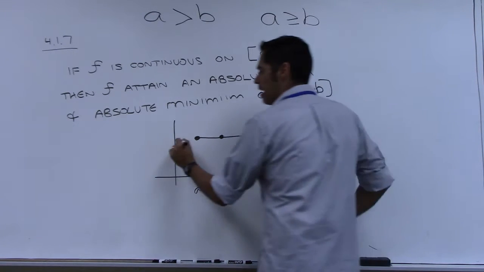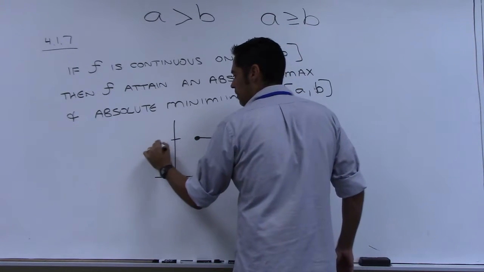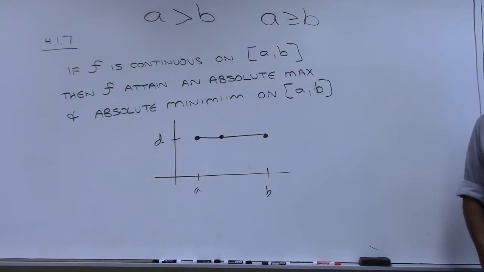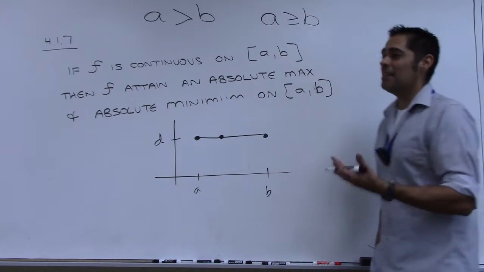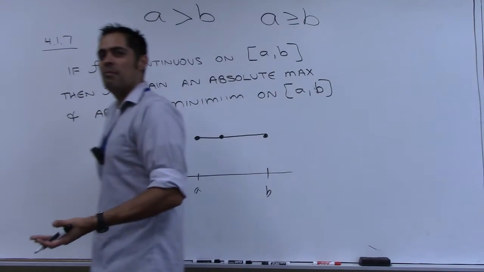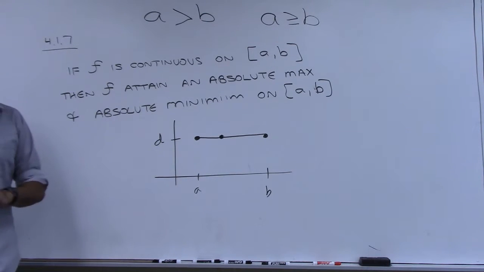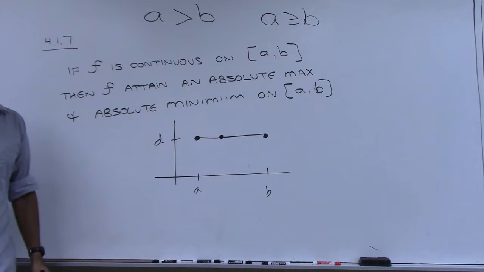So let's say that this had a value up here, I don't know, I'll just make up a number. How about d? What would the absolute maximum value be? D. But what's the absolute minimum value? D also. So your absolute maximum and the absolute minimum are the same. But that's only for a constant function. If you got any wiggling around, then you're going to have something else. Understand?